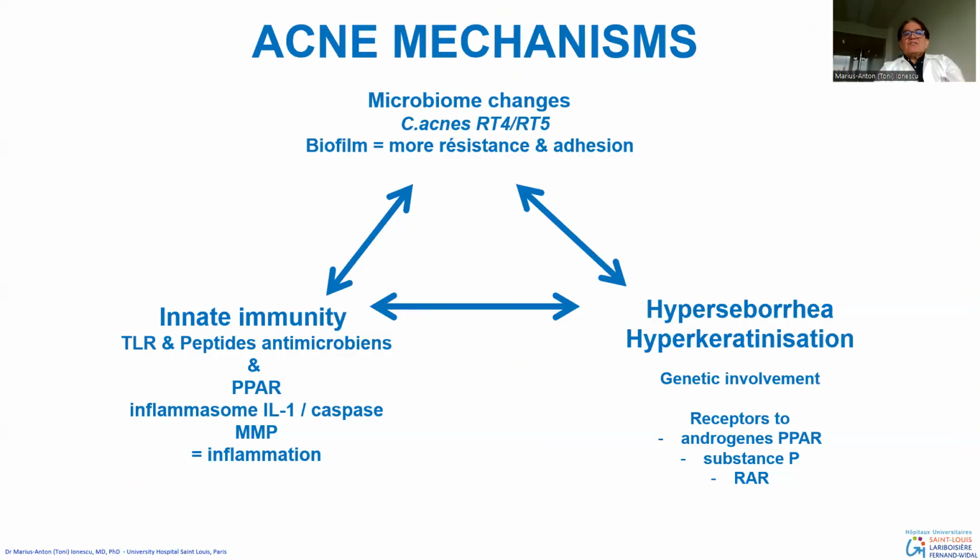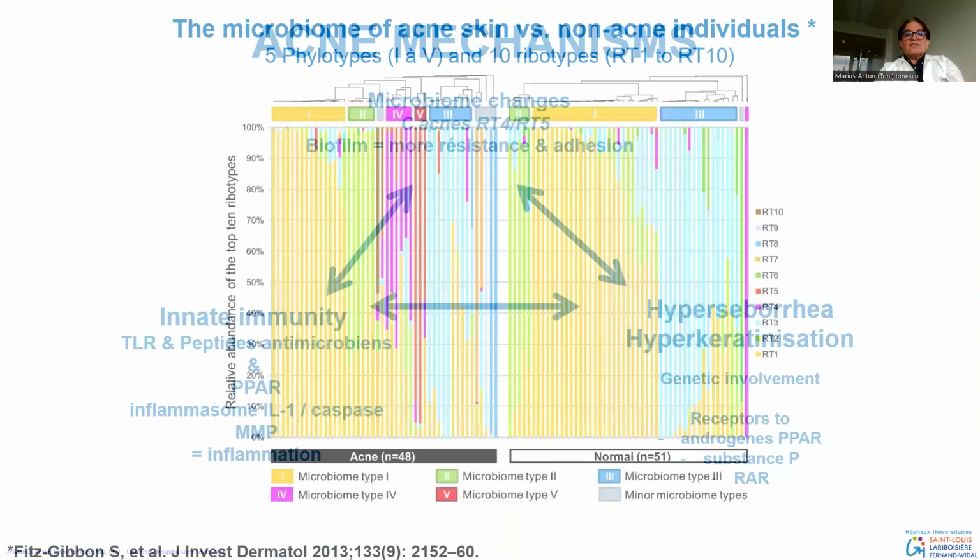In acne, mechanisms are very well known: hyperseborrhea and hyperkeratinization, but innate immunity participation with toll-like receptors and antimicrobial peptides is also known, and microbiome changes, with more and more focus on this, where C. acnes RT4 and RT5 ribotypes have more biofilms or more resistance and adhesion than the others.